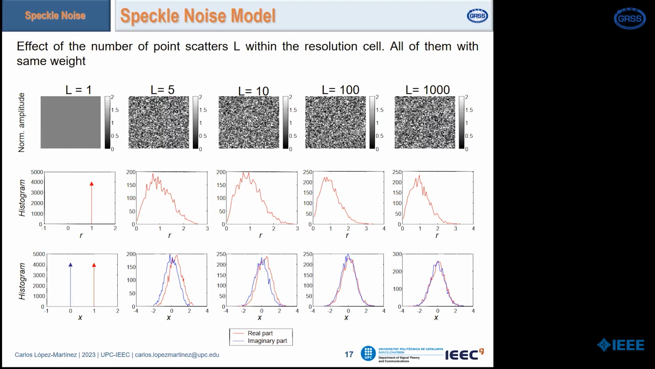This is partially developed speckle. This is partially developed speckle. This is partially developed speckle. This is fully developed speckle. You see that the distribution of the real and the imaginary part are the same. So only in this case could I assume that I'm in front of a situation of fully developed speckle. All this is partially developed speckle.